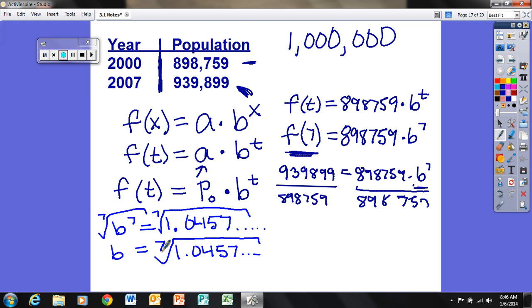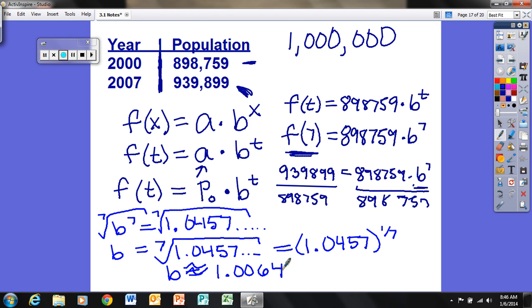How do I take the 7th root on my calculator? Well, there are two ways. One way that the calculator can do it for you, I'll show you in class, is using the button that has an x for that square root. Otherwise, we know this is actually equal to raising this number, 1.0457, to the 1/7. They mean the same thing. So if you do that on your calculator, you're going to get b is approximately equal to 1.0064.